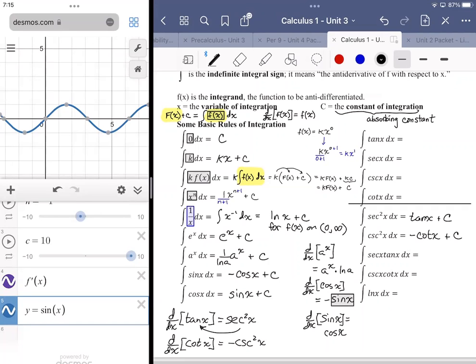The derivative of secant of x is secant x tangent x. So the antiderivative of secant x tangent x would be secant of x.